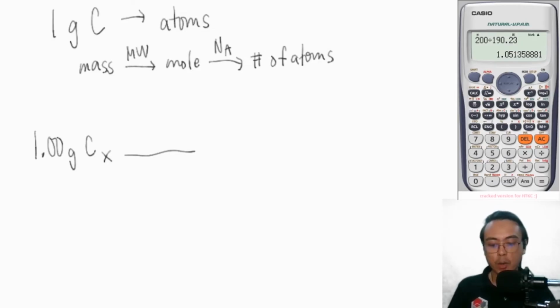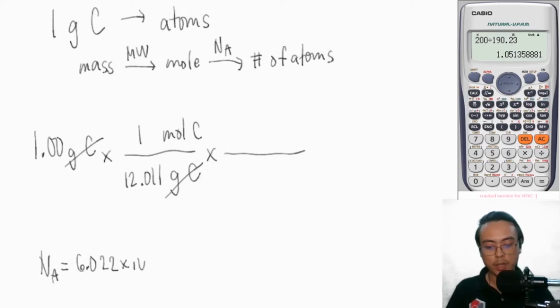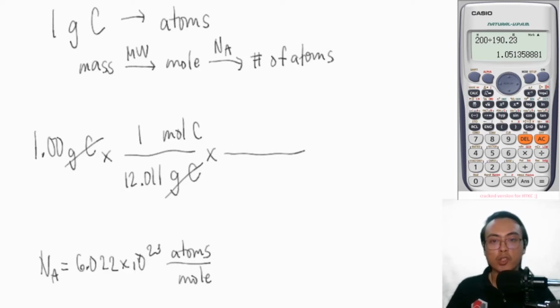And since grams is our unit for the given, that means that grams should be in the denominator and mole is in the numerator. So we are dividing with the molecular weight. 12.011 grams of carbon is to 1 mole. Gram of carbon cancels. Next factor, we want to convert from mole to the number of atoms. So we are using the Avogadro's number as our conversion factor. Avogadro's number states that there are 6.022 times 10 raised to 23 atoms for every mole of the substance.